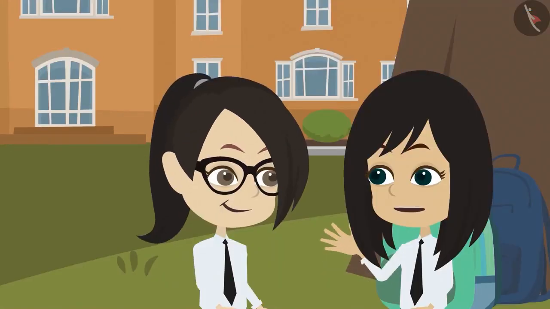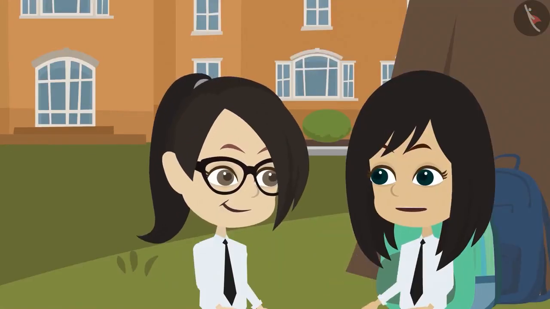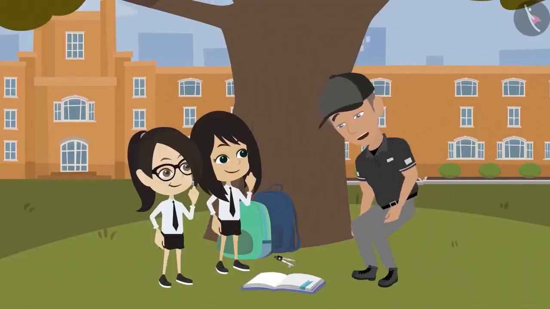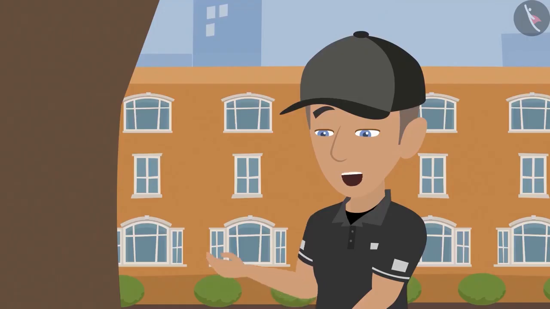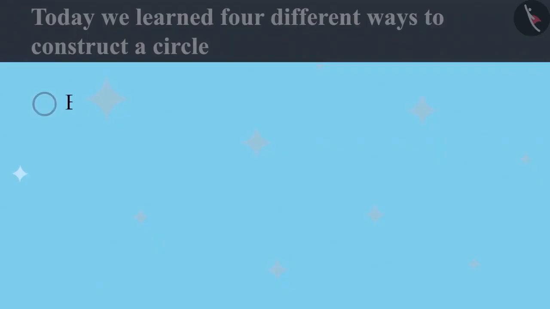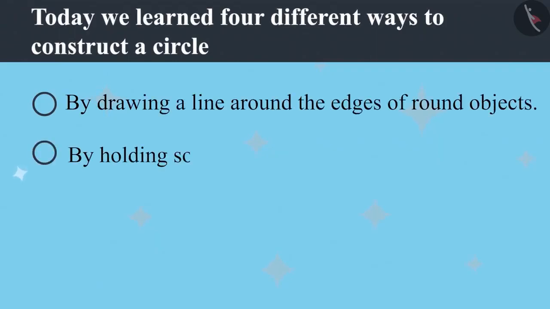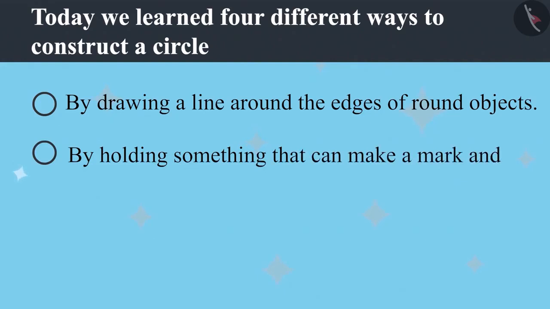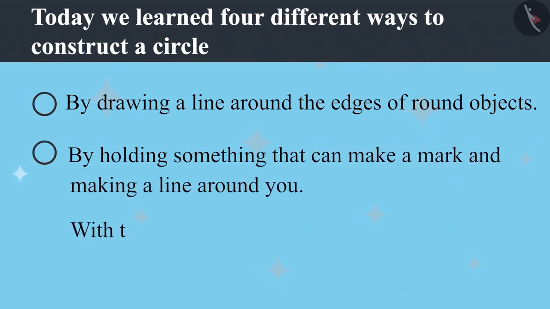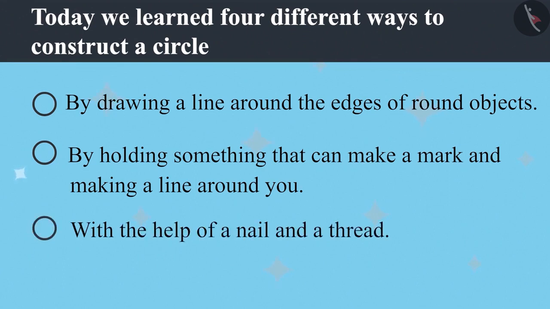Now we know 4 methods to draw a circle, isn't it? Which 4 methods? I told only 2. One is by tracing the edge of round objects. The second is by holding something that can make a mark and then making a line around you. The third method is with the help of nail and thread. And fourth by using a compass.